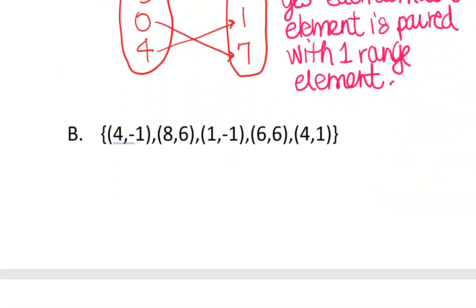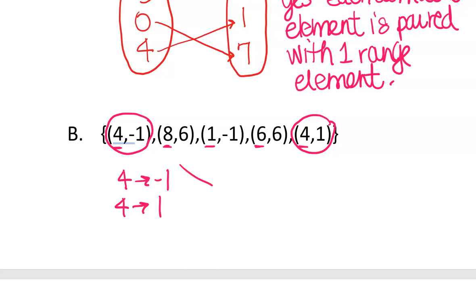Okay, let's look at some ordered pairs. We have 4. I'm only looking at the x's first. What I notice is that 4 is listed twice, so the two that I'm really focusing on are these two. Each x coordinate can only be paired with one y element or one range element. Here, 4 gets paired with -1 and 4 gets paired with 1, which means this is not a function.